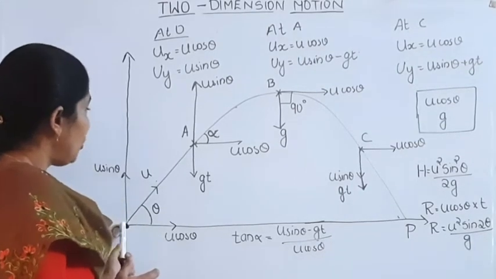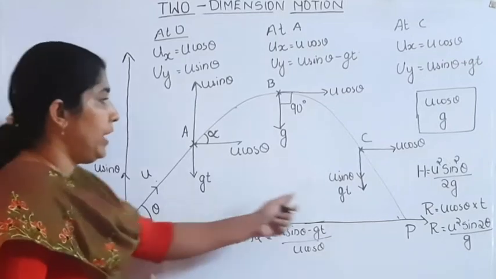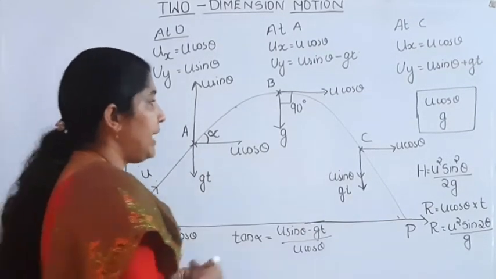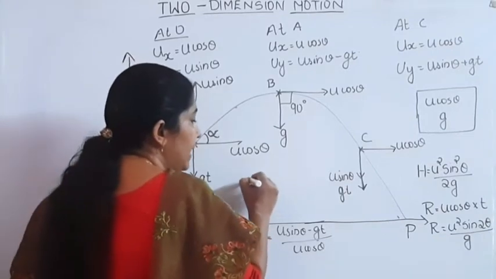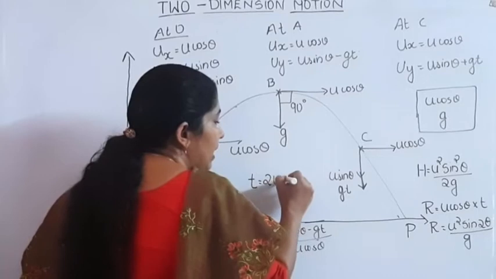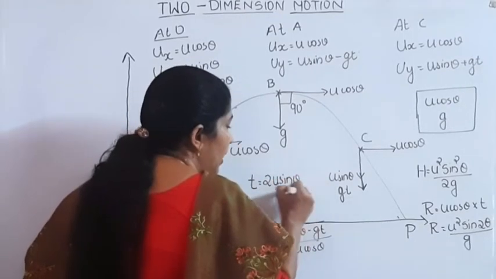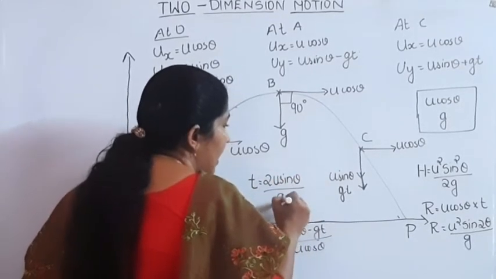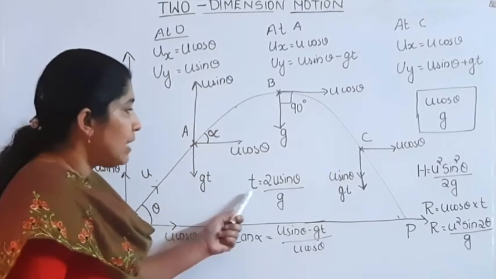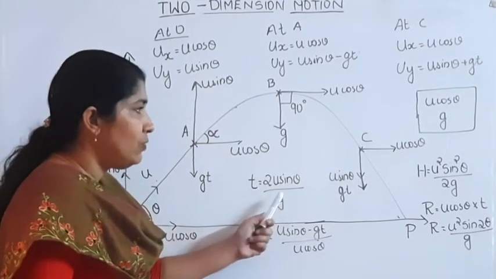Time taken by the projectile to move from here to here. Time of flight t is equal to 2u sine theta divided by g. These are the important equations: range, height and the time of flight. Time of flight t is equal to 2u sine theta by g.